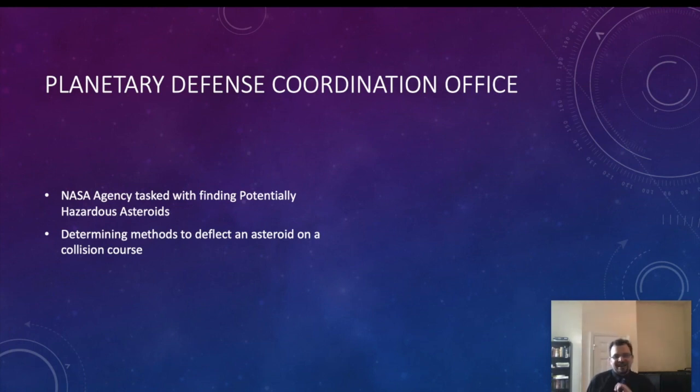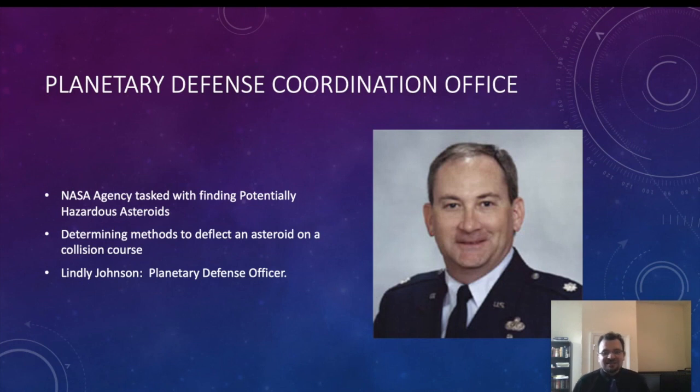So the Planetary Defense Coordination Office. This is NASA's agency that's tasked with finding these potentially hazardous asteroids and determining methods to deflect an asteroid that's on a collision course. So this is Lindley Johnson. He's the Planetary Defense Officer, and he's the guy whose job I really want. Just to be able to say, I'm the Planetary Defense Officer would just be something really cool to have on your business cards. So he's the one that is in charge of coordinating how NASA is going to keep us safe from all these asteroids. So once we have detected something, how do we deflect it?